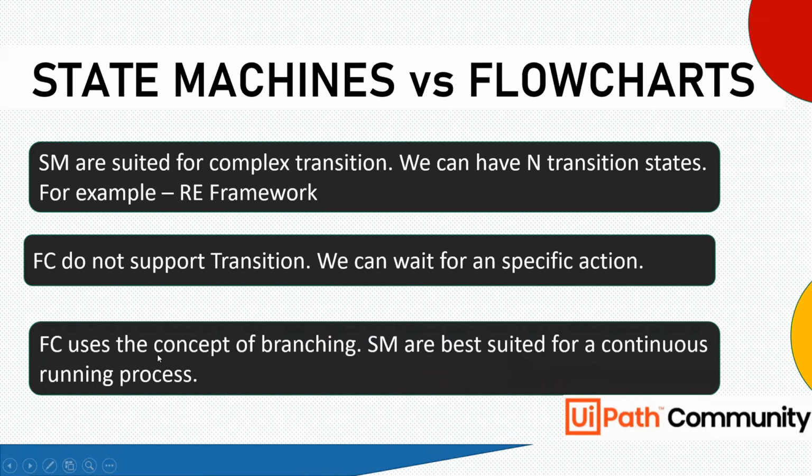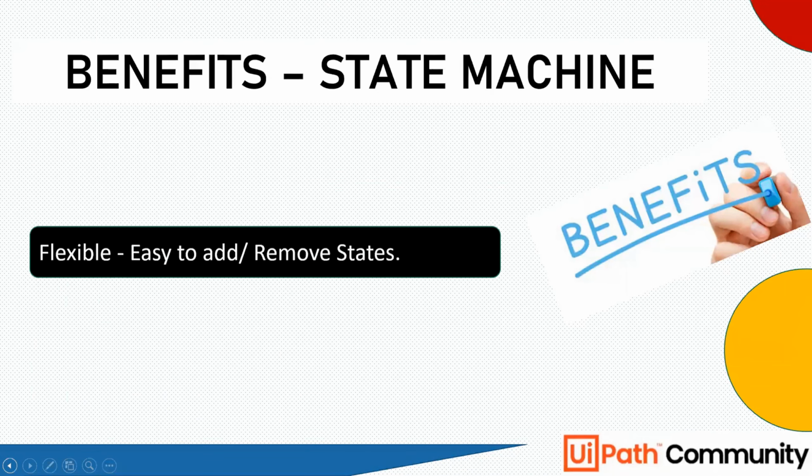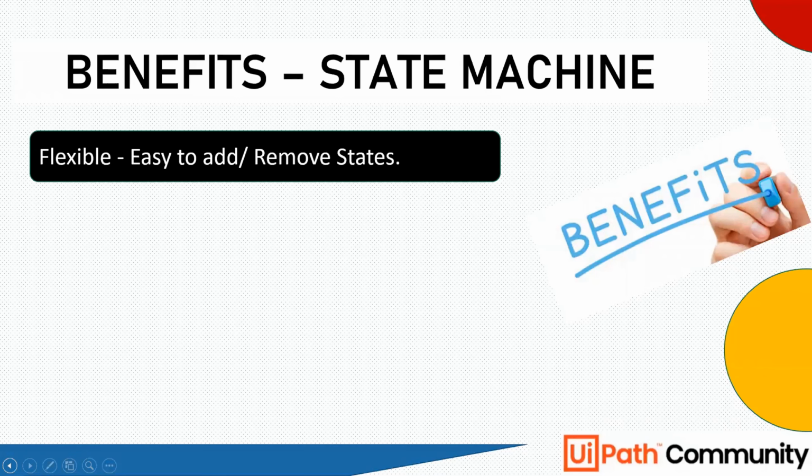Flowchart uses the concept of branching. State machines are suited for continuous running processes. Whenever there is branching, meaning true and false, or a finite set of inputs, then only we go by the flowchart. Otherwise, state machine is suited for a continuous running process. For a long process, we always go by the state machines. Now, what is the benefit? First of all, it is flexible, and it is easy to add and remove states.